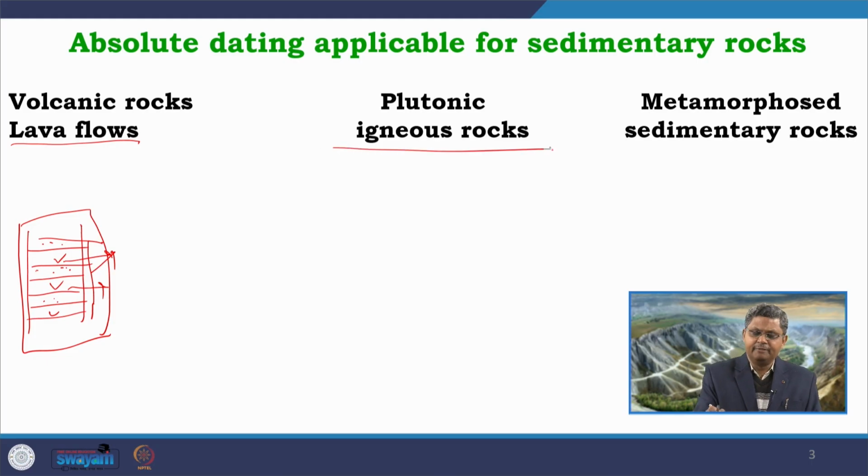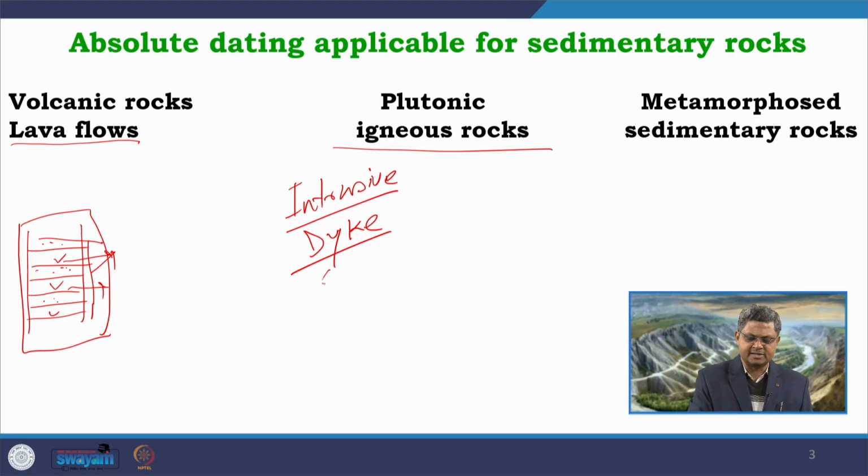The second category is the plutonic igneous rocks. In this case, we can have two different scenarios. One, some plutonic rocks which are intrusive in nature, for example a dike body or a sill body, say a dolerite dike that has cut across the entire rock body. From the fundamental stratigraphic principle, the cross-cutting relationship, we can understand that the dike body is younger with respect to the sedimentary unit.